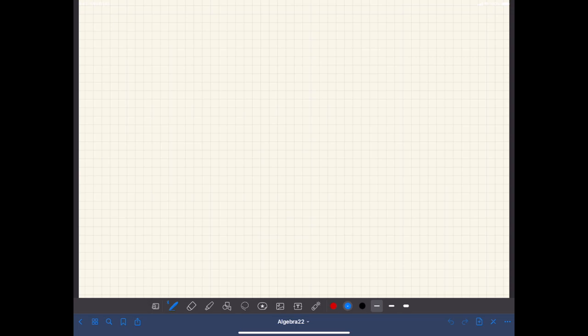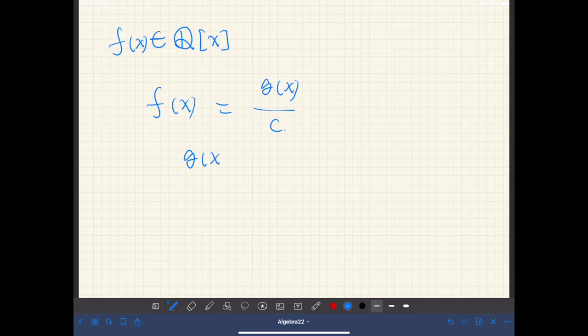Today we're going to study factorization of polynomials, specifically polynomials of x over rational numbers. Let f of x be any polynomial in this set. It can be written as a ratio of some polynomial g of x over some integer c, where g of x is a polynomial over integers and c is an integer.